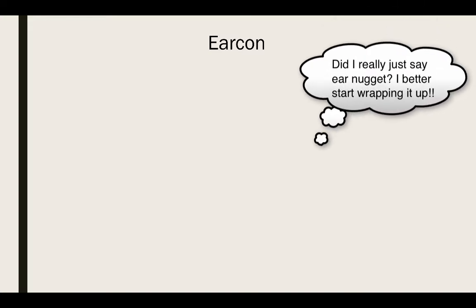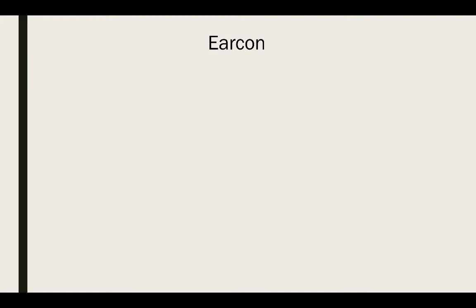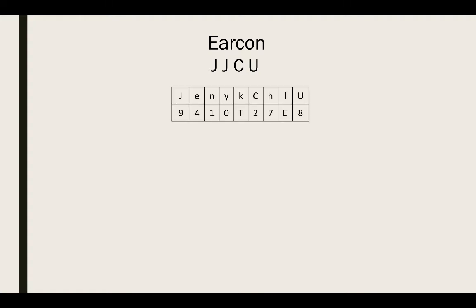Let's talk about my Earcon. So for this, I want like a little ear nugget, just a little motive based on something that means something to me. And for me, that means that I'm going to take the initials of the family members. JJCU, which of course, one of us has to go. Sorry, Jacob, it's just going to be about me. So Jenny and Jacob, Chloe, Utah.